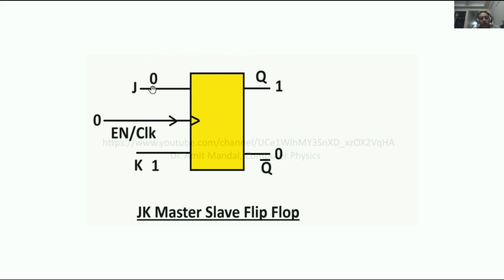Whatever J and K are having, by the application of the clock, the data is shifting. Similarly, if J is 0, K is 1, and Q is 1, Q naught is 0, then when the clock is provided, Q will become 0, mimicking the value of J, and Q naught will be 1, mimicking the value of K. Again, when a clock pulse is provided and J and K are inverses of each other, Q and Q naught attain the values of J and K.